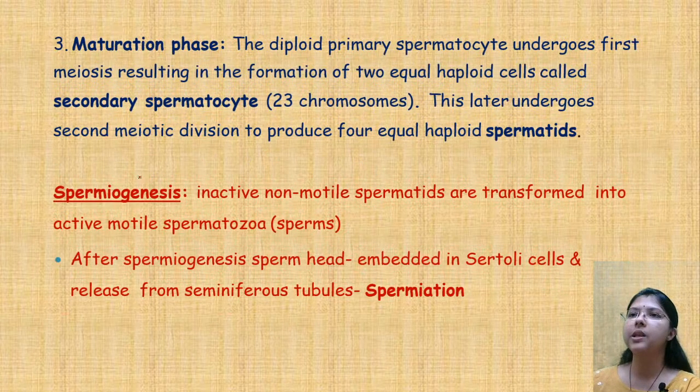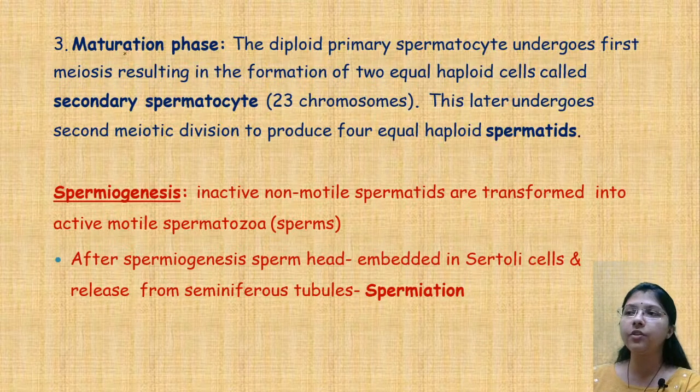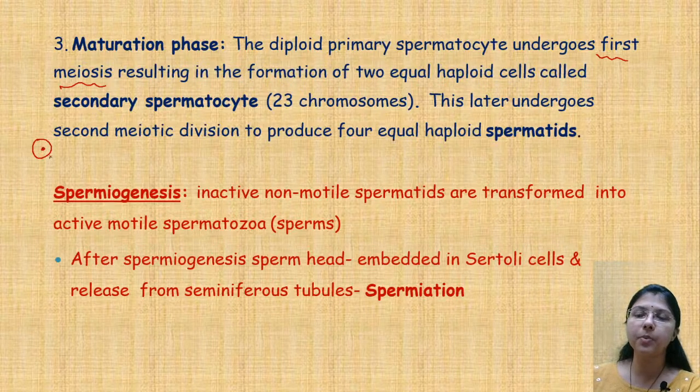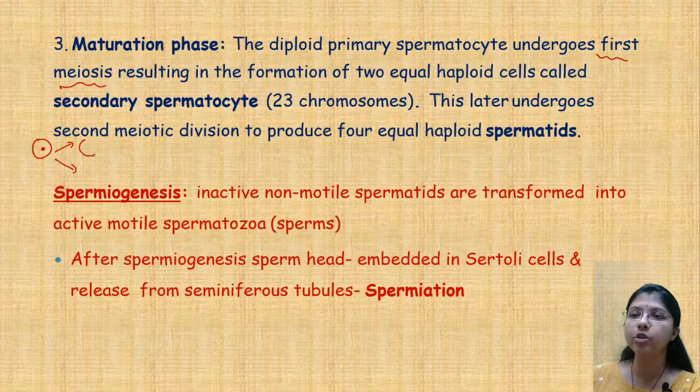Yes. See, in the maturation phase, the diploid primary spermatocyte undergoes first meiosis. वापस में बता रही हूँ, ये क्या है? हमारा स्पर्मेटोगोनिया सेल which has divided, grown in size. एक बार जो सेल ग्रो हो जाता है साइज में, तो उसी सेल को हम लोग क्या बोलेंगे? प्राइमरी स्पर्मेटोसाइट बोलेंगे इसको.